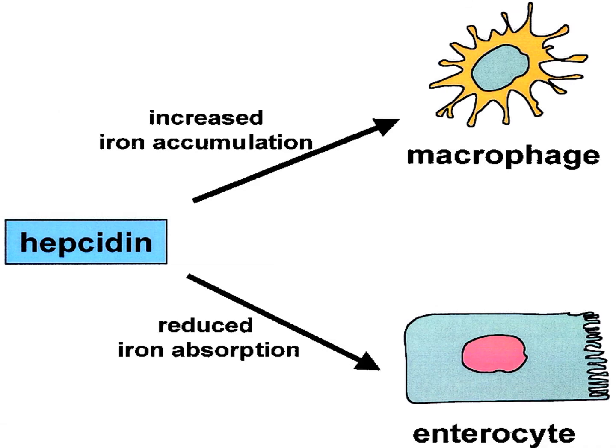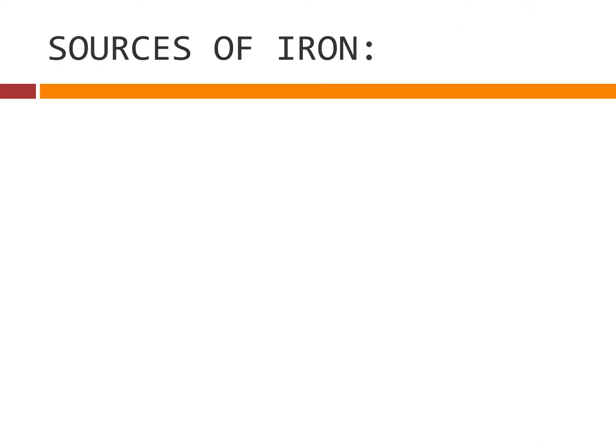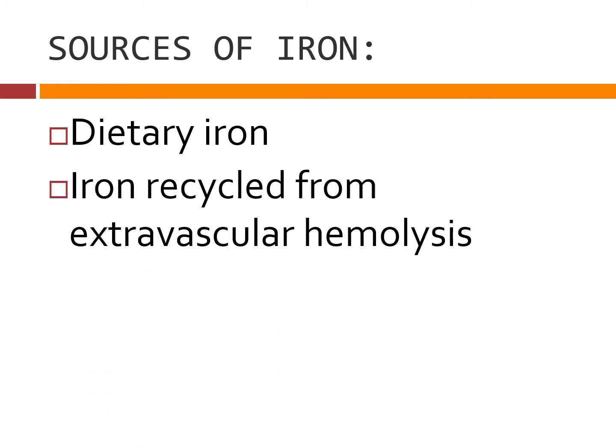What hepcidin does is reduce iron absorption in the enterocyte, and it also increases iron accumulation in the macrophage. What are the sources of our iron? It is from our diet, and from iron recycled from extravascular hemolysis.